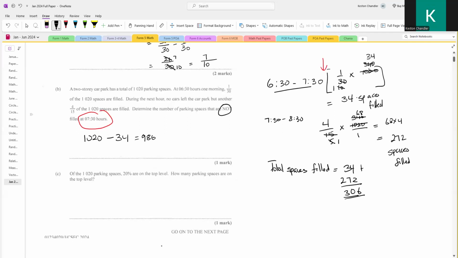So out of the 1020 parking spaces, 20% of all of these spaces are on the top level. So 20% multiplied by 1020. Now we should know our fractions for percentages. 20% is the same as 1/5. And 1/5 of this is going to give me what? 204. So we're talking about 204 spaces on top level for 1 mark. Everybody okay so far?